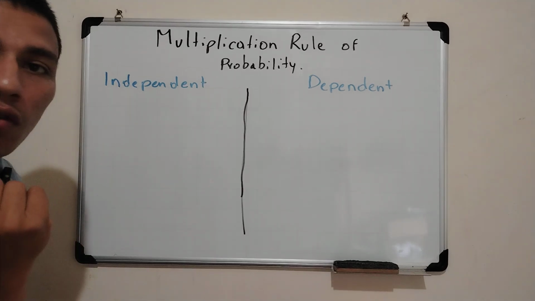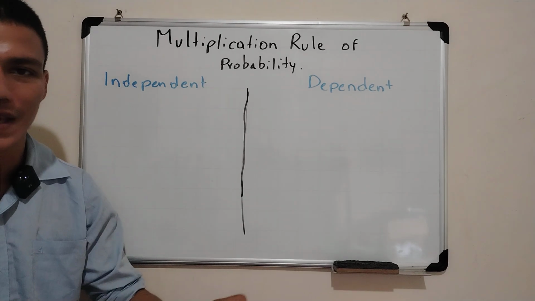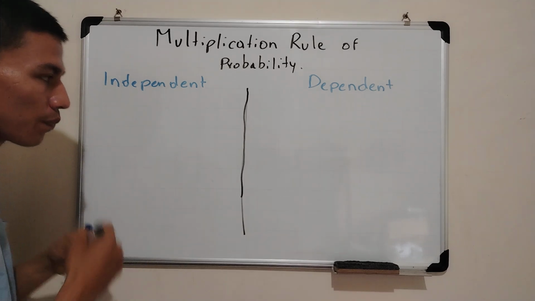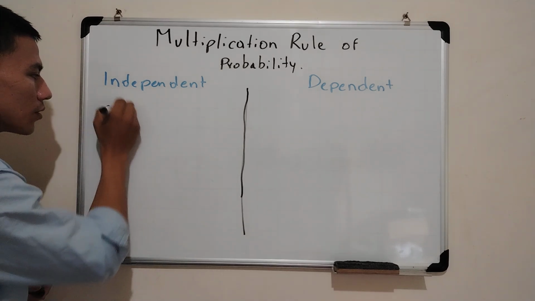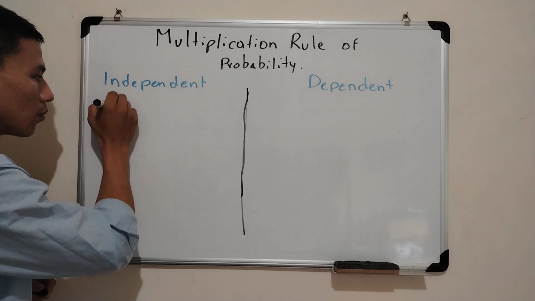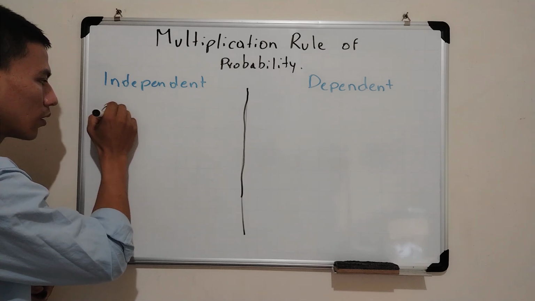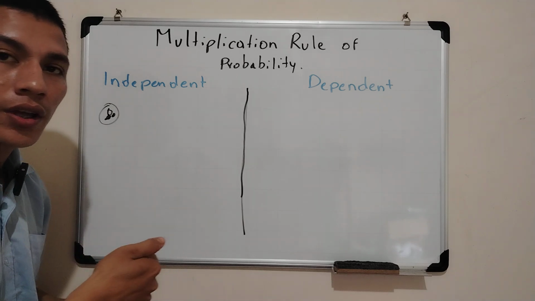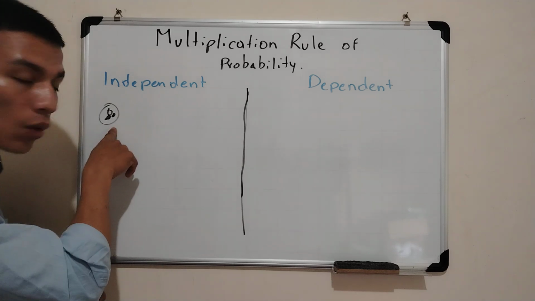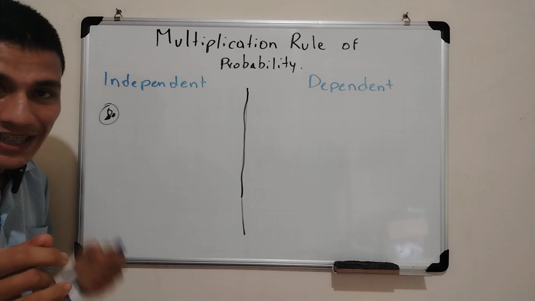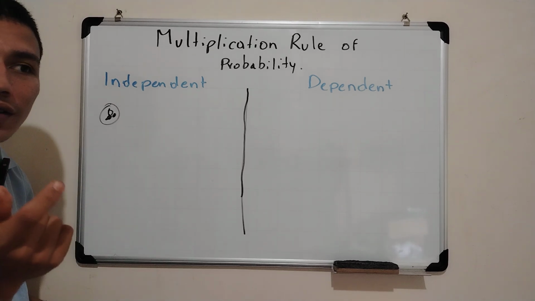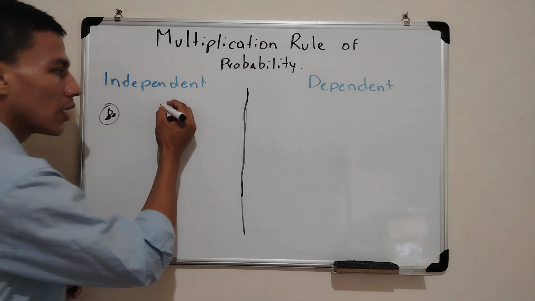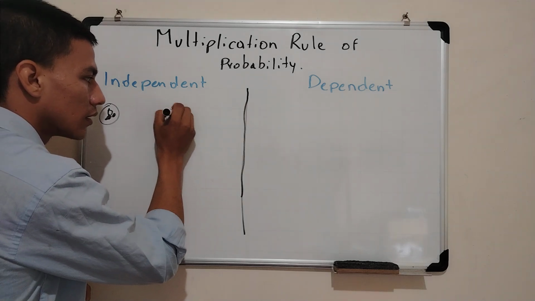Let's start with independent. One event is independent of another, that means it doesn't depend on anything. Let's use, for example, the probability of getting one head or one tail when we throw a coin. That's the first probability, and the second one would be... let's think for a moment. Let's roll a die.